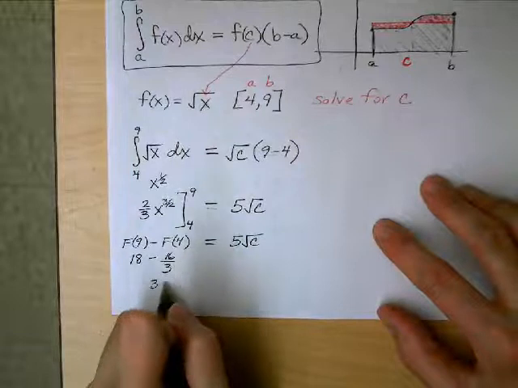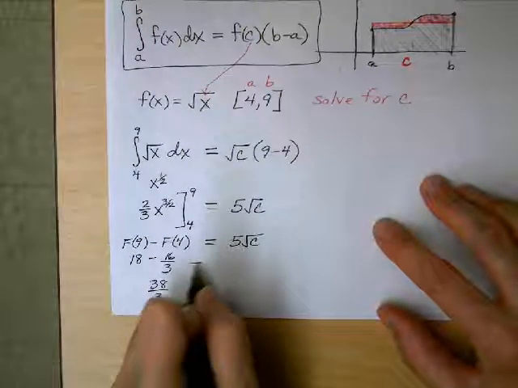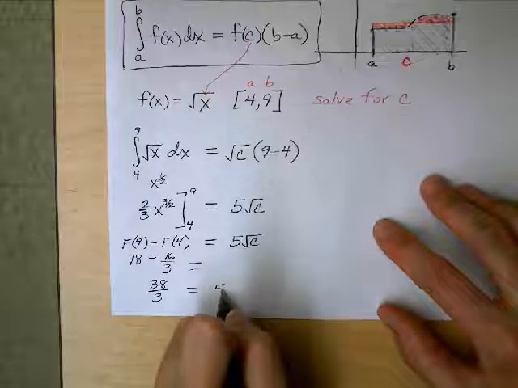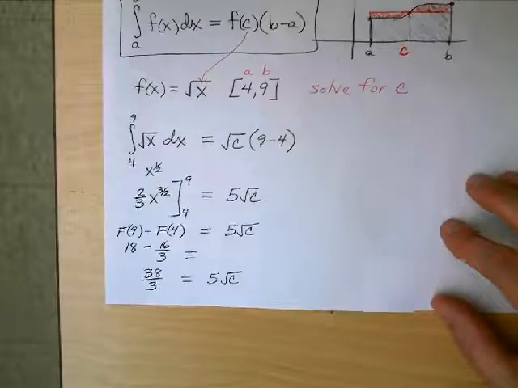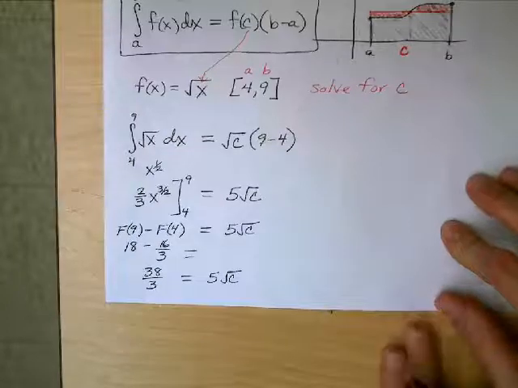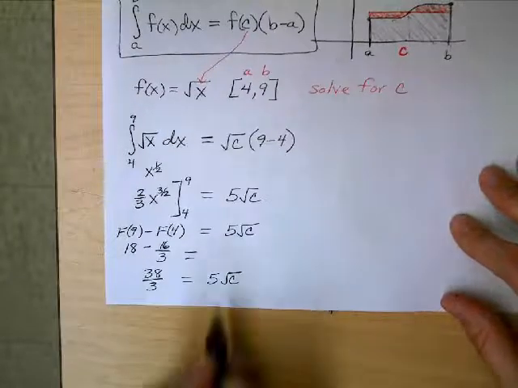38 thirds equals 5 square root of c. And we're trying to figure out what c equals. So you have to keep going. What do you do next now to find c? Yep, divide by 5.